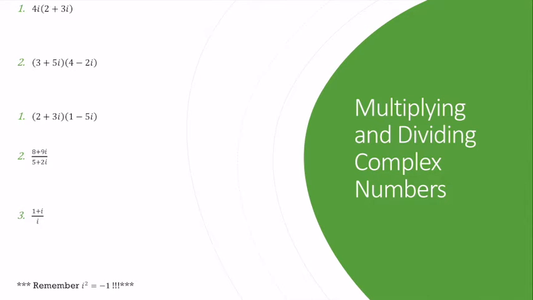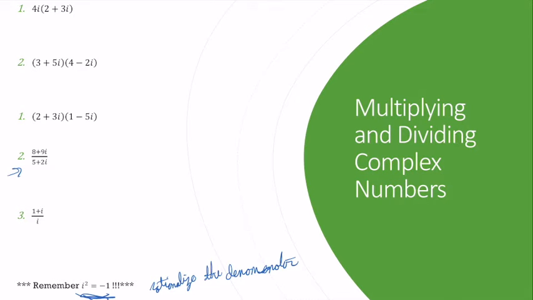When it comes to multiplying and dividing complex numbers, don't forget that i squared equals negative 1. That's why I put this in all caps at the bottom. Also, when you're dividing by radical numbers, don't forget to rationalize the denominator, right? We don't like radicals in our denominator, and i is a radical. So let's start with multiplication.